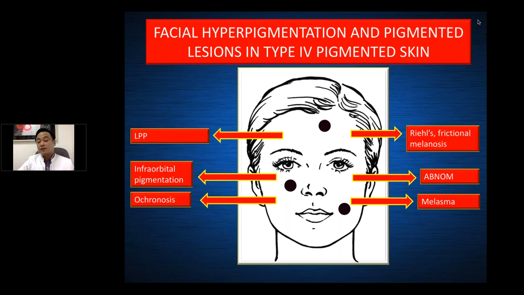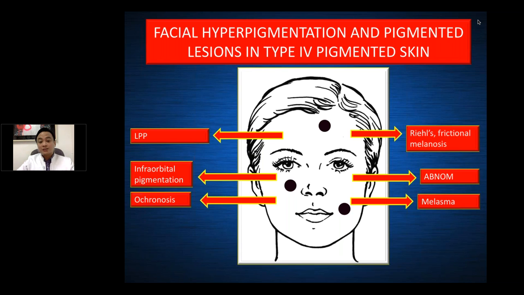These are the main causes of facial hyperpigmentation and pigmented lesions in type 4 pigmented skin. When I talk about type 4 pigmented skin, I'm referring to Asian skin, Middle Eastern skin, or Latino skin. On the malar area, the most common pigmented lesion is melasma. It also may extend to the mandibular area.